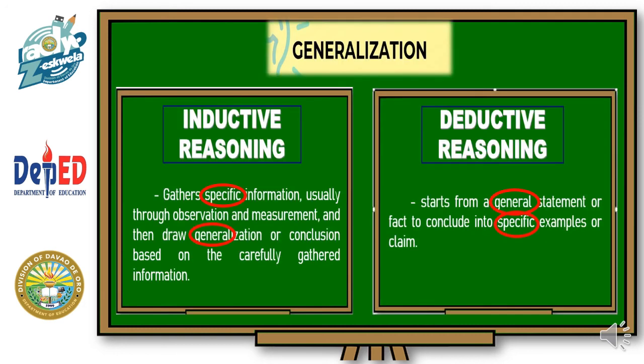Or simply remember the key terms in each reasoning. For inductive reasoning, it is from specific to general, while deductive reasoning, the statements come from general to specific.